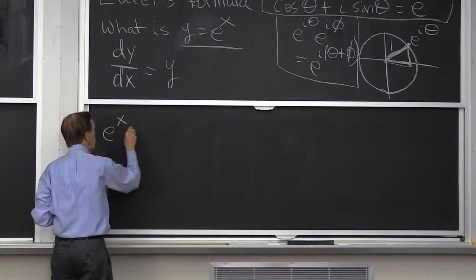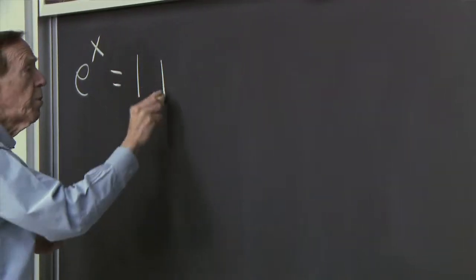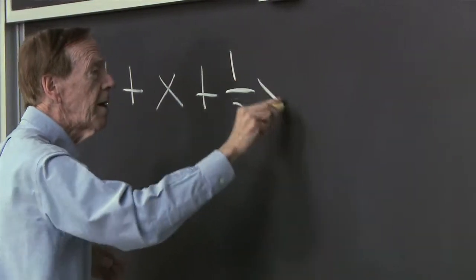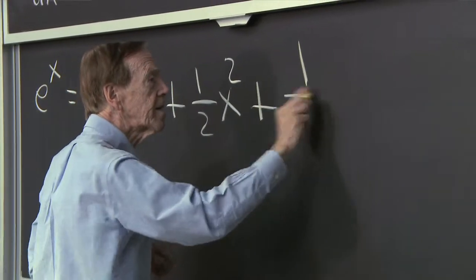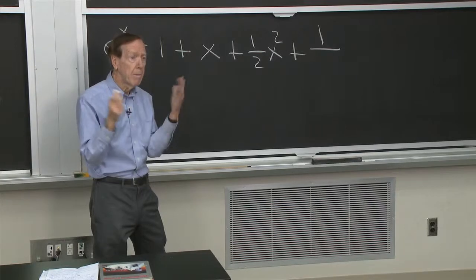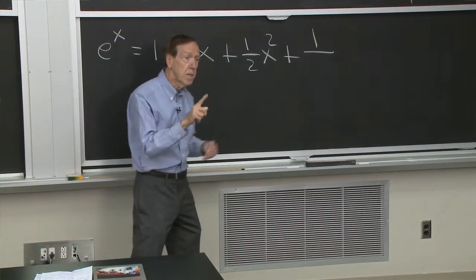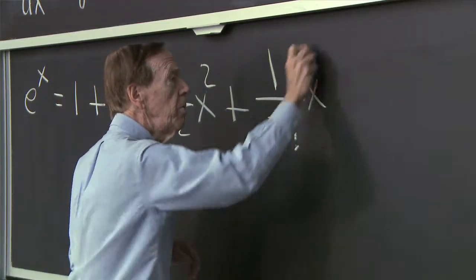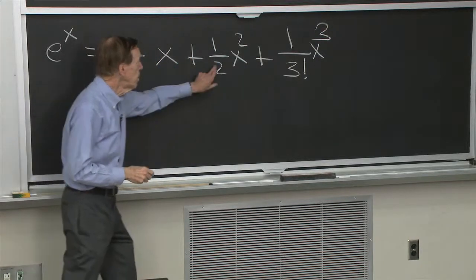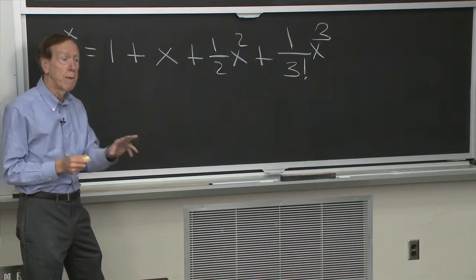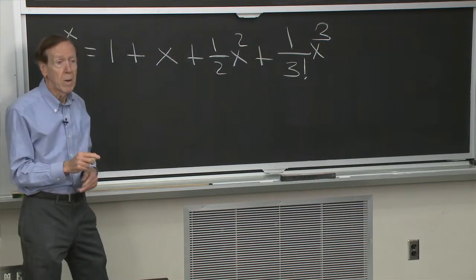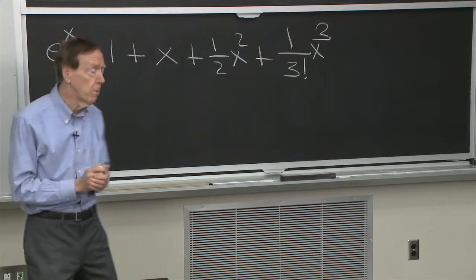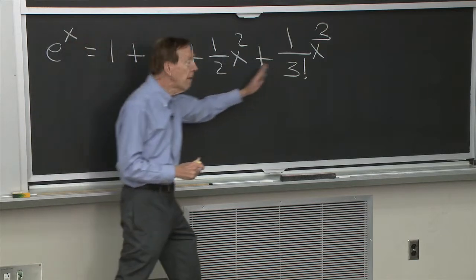E to the x is, it starts with 1, and I need an x, and I need a 1 half x squared, and I need a 1 sixth. That next one is going to be 1 sixth, but I'm ready to see the pattern here. 6 is 3 times 2 times 1, 3 factorial, x cubed. This 2 is really 2 factorial, 2 times 1. This 1 is 1 factorial. That 1 is 0 factorial. 0 factorial is 1, by the way. And I have to keep going.